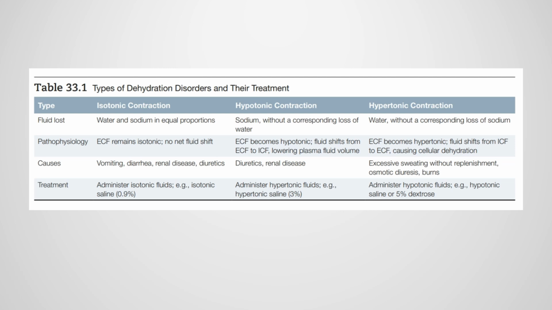What about hypotonic contraction? So sodium loss without a corresponding loss of water. You're losing much more sodium than you are water. So if you're losing more sodium, your extracellular fluid is going to become hypotonic because you're losing more salt than water. And that's going to cause a fluid shift from the extracellular fluid, which is low in sodium, so more free water, to shift into the cells, into the intracellular compartment.